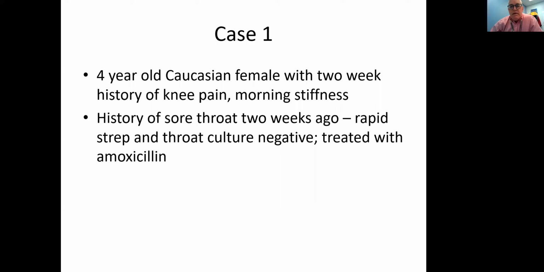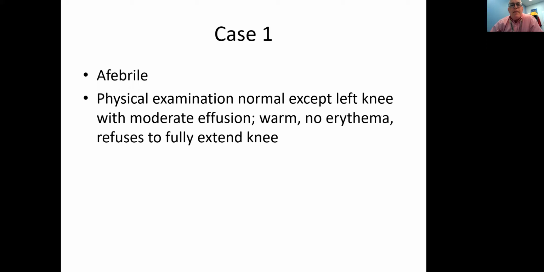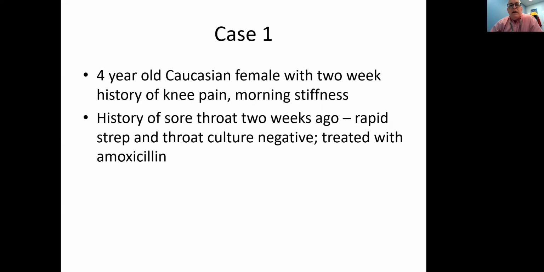So this is a 4-year-old Caucasian female with a 2-week history of knee pain and morning stiffness. She had a sore throat 2 weeks ago. Rapid strep and throat culture were negative. She was treated with amoxicillin. This patient is afebrile. This is the exam from the resident team. She has a left knee with moderate effusion and warmth and refuses to fully extend her knee. So this patient is monoarticular with arthritis.